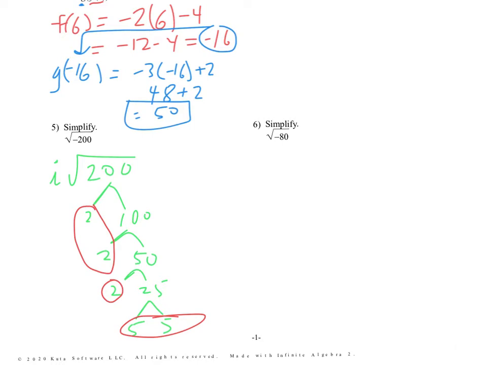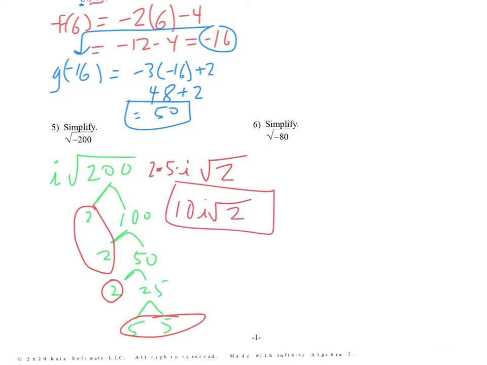So remember, the loner goes back in the house. So I'm going to have that 2 back in the house. On the outside, the twins kind of combine as 1. So the two 2s are going to combine to make 2. The two 5s are going to combine to make 5. And I'm still going to have that i out front as well. So then I'm going to write this as 10i rad 2 as my final answer there.